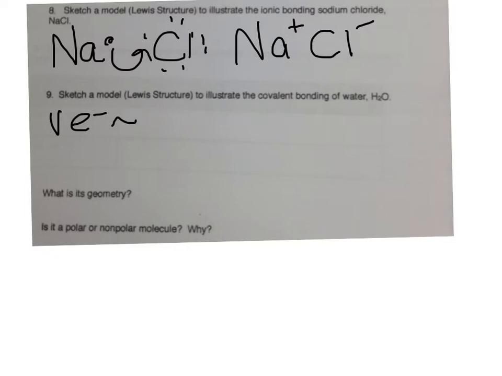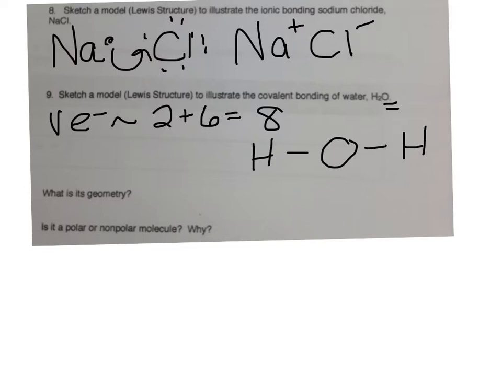If you have water, we start out figuring out how many total valence electrons it has. Hydrogen comes with 1, 2 times 1 is 2. Oxygen comes with 6, so we have a total of 8. Oxygen is going to go in the middle, and we're going to connect it to the 2 hydrogens. We've used up 4 electrons. Here's 6. Here's 8. Notice in this one, we have covalent bonding, or sharing.